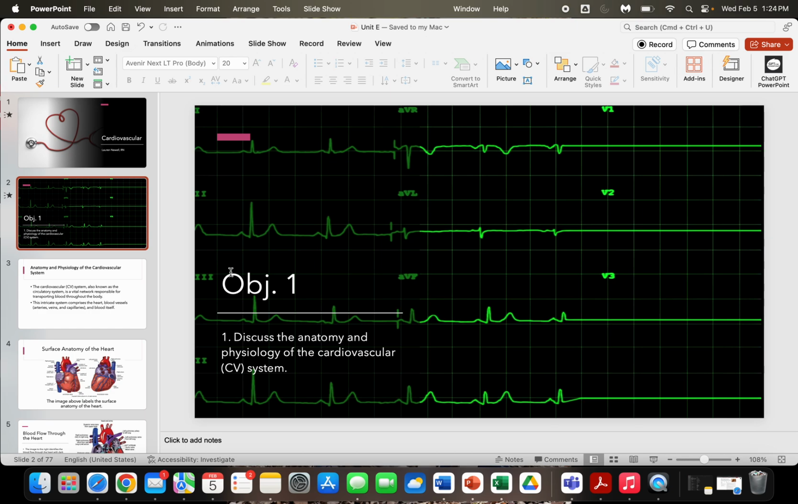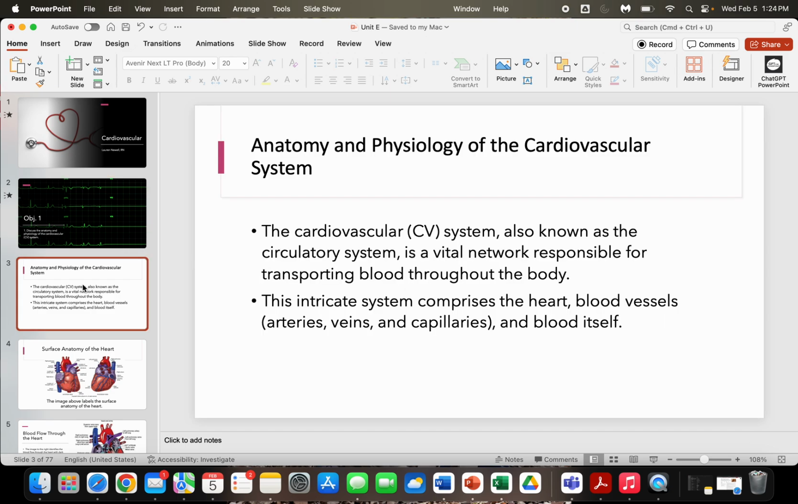So objective 1, we're talking anatomy and physiology, okay? These first couple slides are dedicated to the review of A&P of the heart. By this point, I expect you guys to know this. We've been through it in semester 1. You guys have all been through anatomy and physiology.